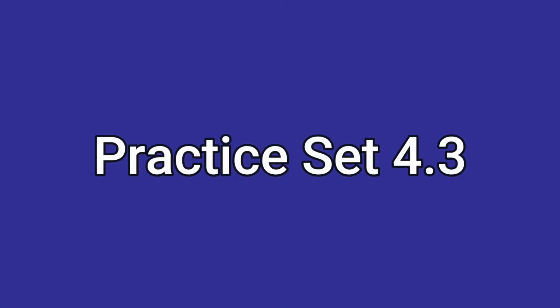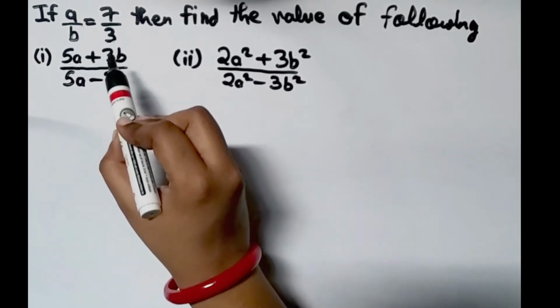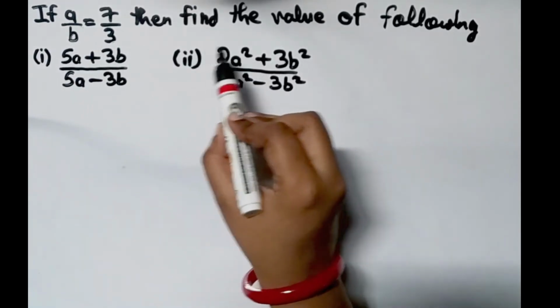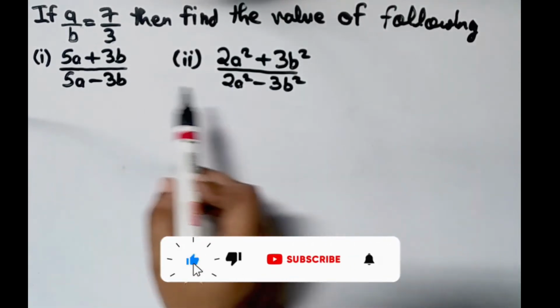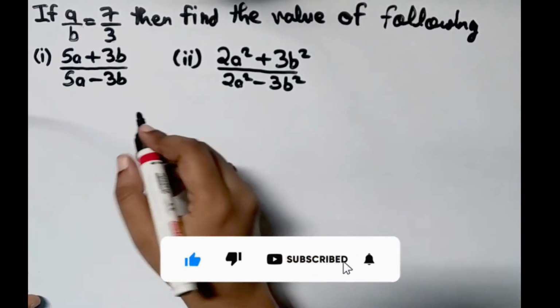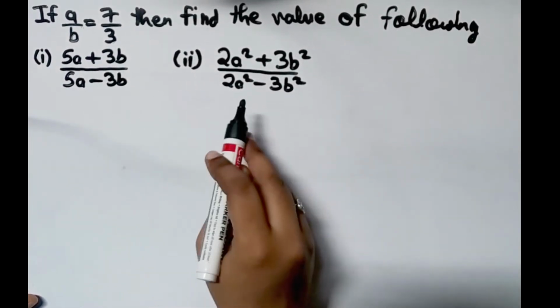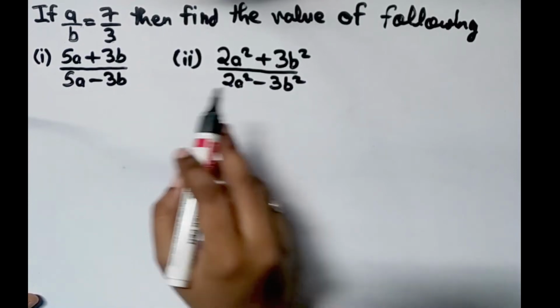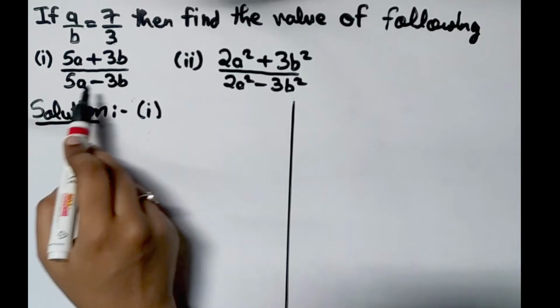Now we will solve some examples in the practice set 4.3 from the chapter ratio and proportion. See the first example. If a upon b is equal to 7 upon 3, then find the value of following. So we have to find the value of these two ratios. For solving this problem, we will use the properties of equal ratios which we have learned in the previous video. So the solution for the first one, this we will solve.